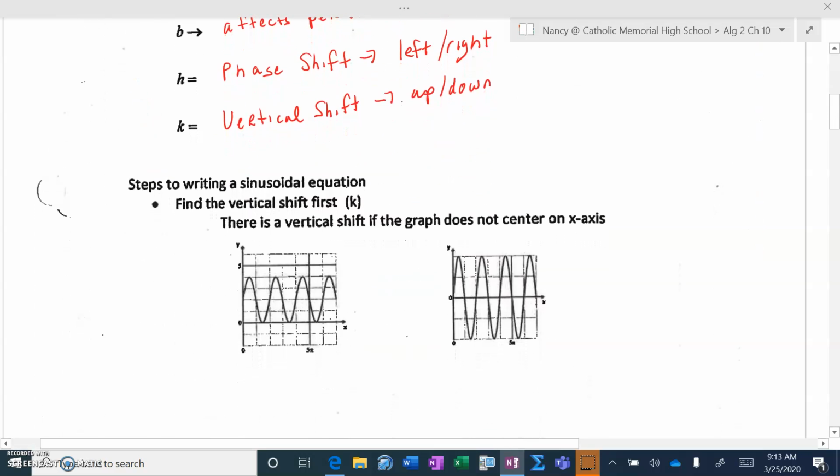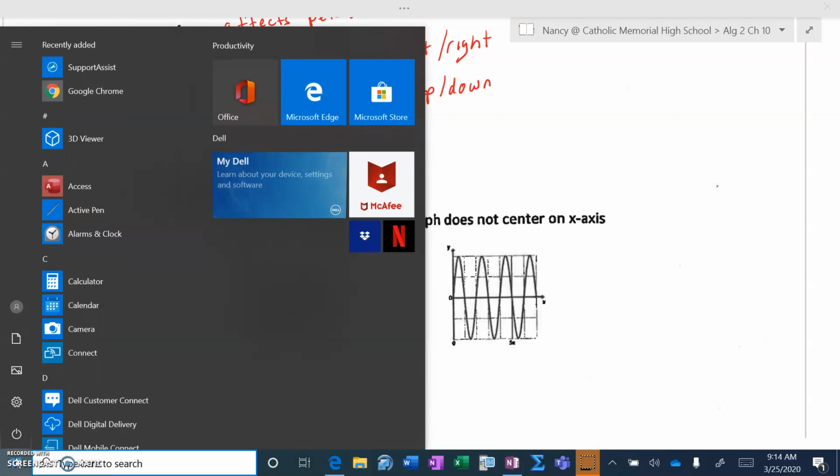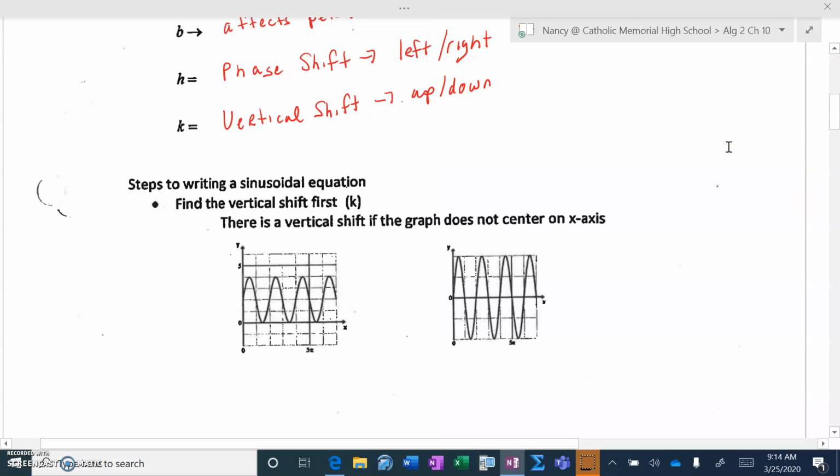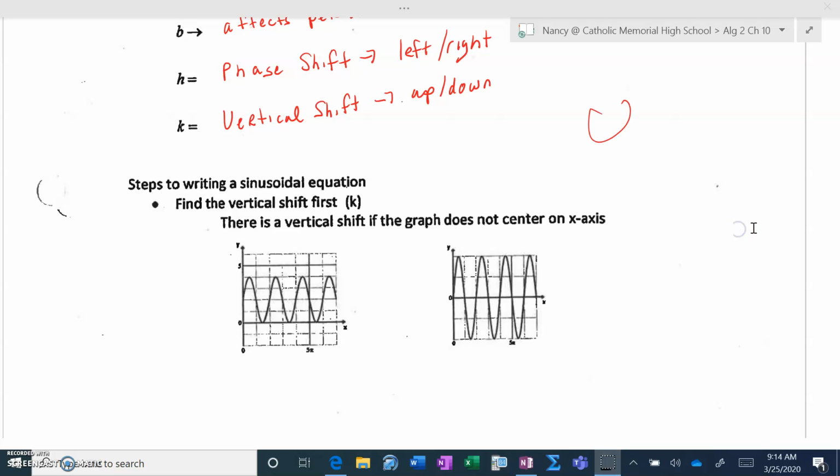So these are the steps. And again, just like it was important to follow the steps in graphing, it's really important to follow the steps in trying to write equations. This is the first thing you always do, is decide if there has been a vertical shift. So again, the first thing we're going to look for is decide whether there's a vertical shift.